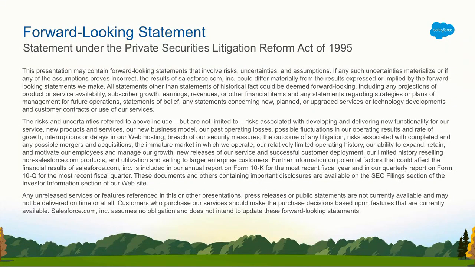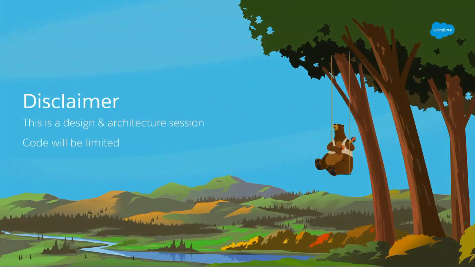First, the inevitable forward-looking statement. Nothing is available. Don't make any buying decisions. And remember that everything I explain to you now will probably be obsolete by next year. Now, for my own disclaimer, this is a design and architecture session. I'm not going to show you a lot of code.